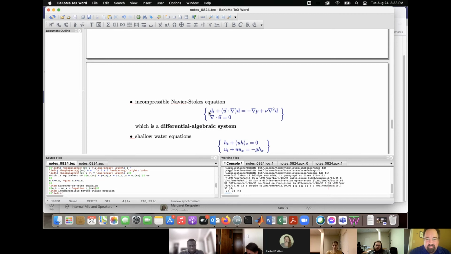Here's a far nastier PDE, the incompressible Navier-Stokes equation. Oh, wait. Oh, that's right. Yeah, incompressible. Okay. So there's both compressible and incompressible. So here we just have the incompressible.